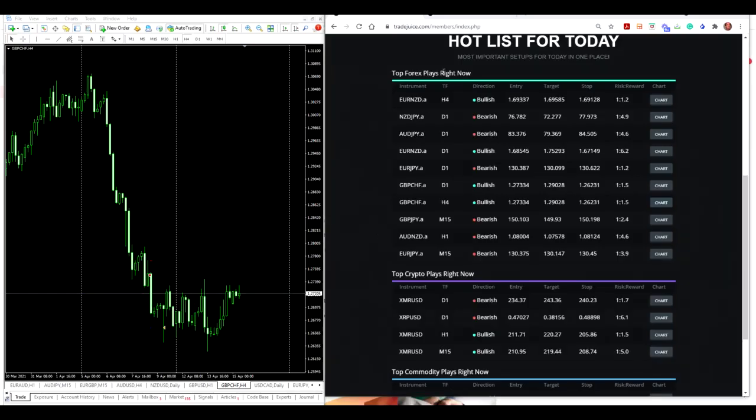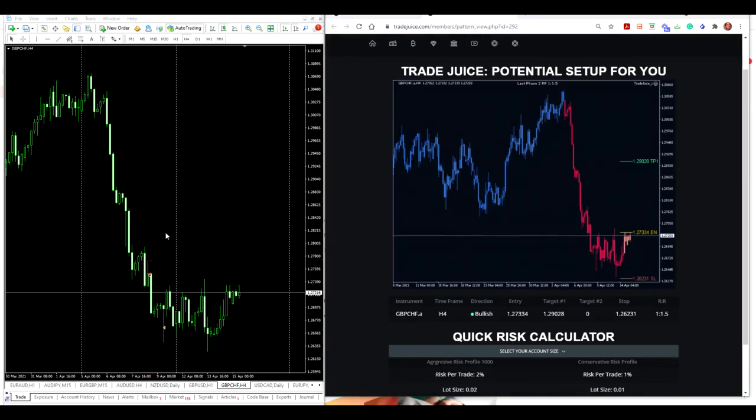Hi guys, and I'm on the hot list today for TradeJuice, and one of the trades amongst all the many here that I'm looking at trading is the pound CHF 4-hour chart. There it is displayed there, telling me my entry point, risk, target, stop loss, and so on. Let's see what the chart looks like. It looks identical to mine. That's where the entry point should be. The take profit target is there, and the stop loss down here.